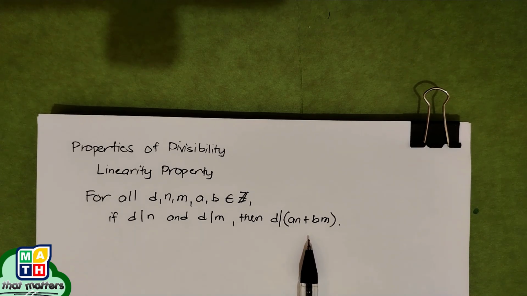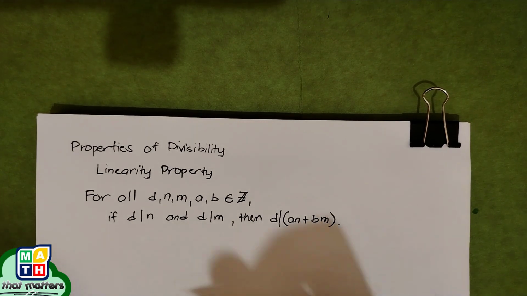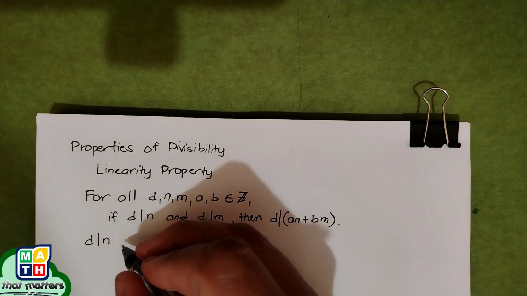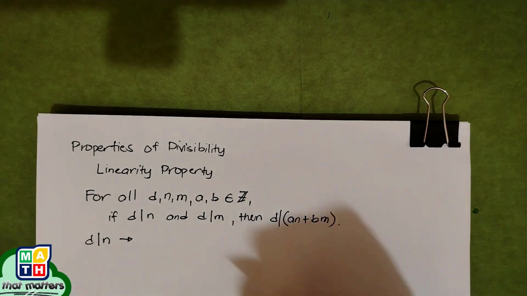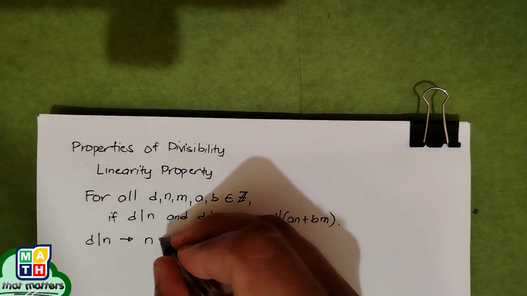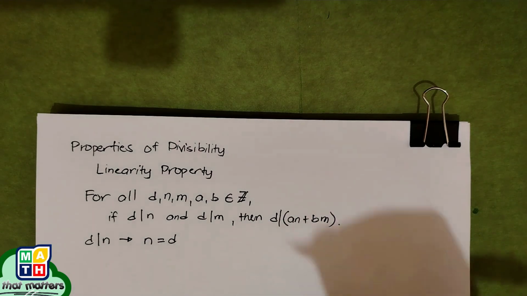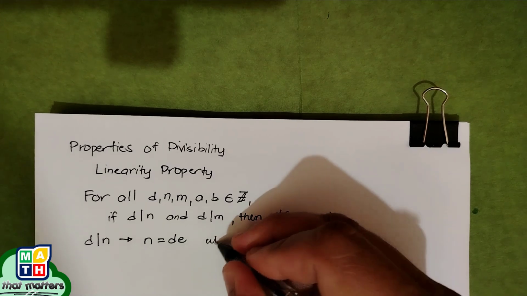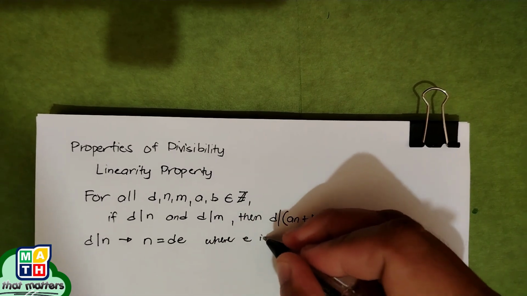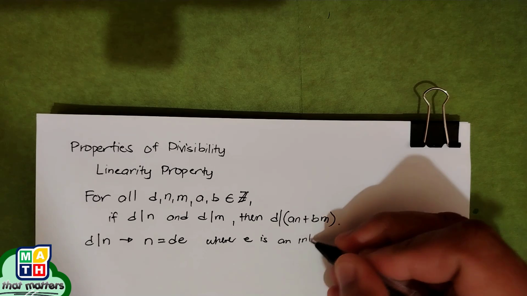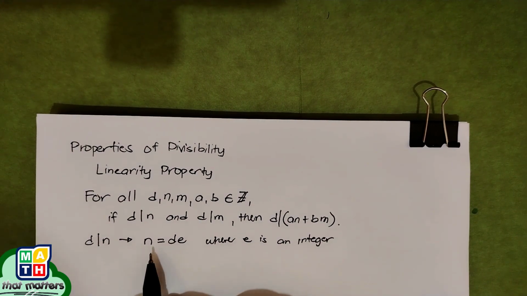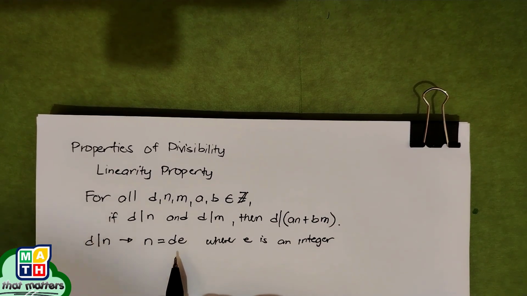Now, according to the definition of divisibility, if we could say that D divides N, we could come up with an equation stating that N could be equal to D times any certain variable, let's say E, where E is an integer as well. So if D divides N, then N can be expressed as a product of D and another integer, E.